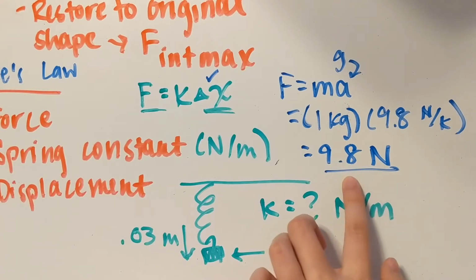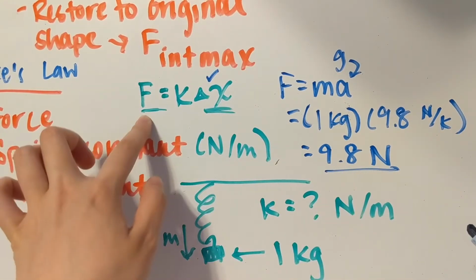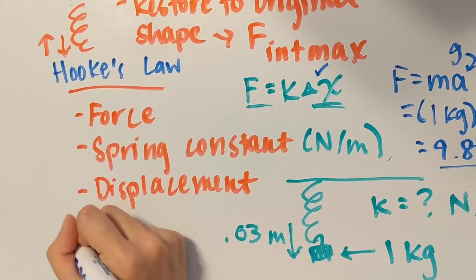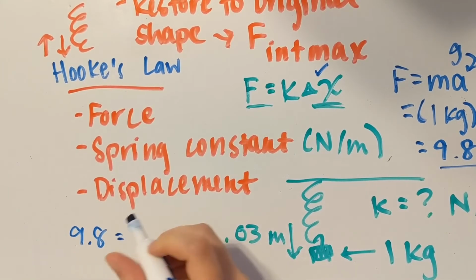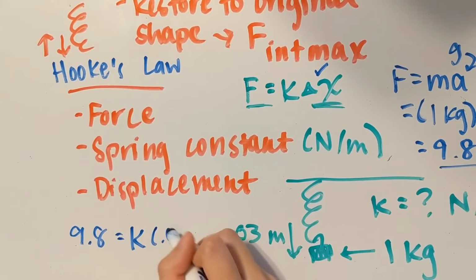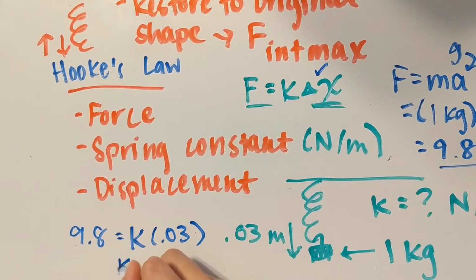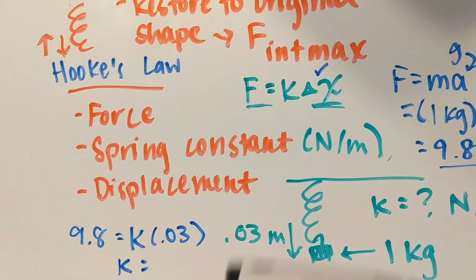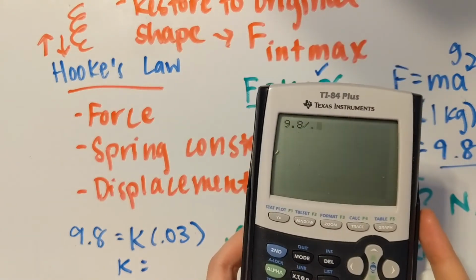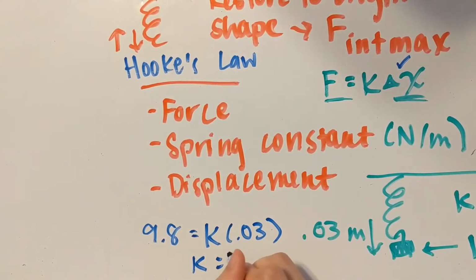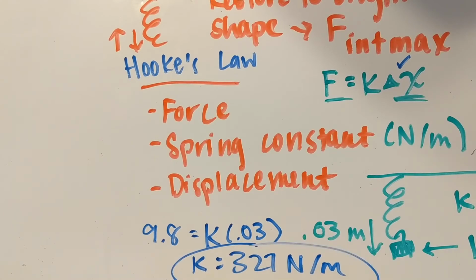All right, so now that we know the force, we can plug that in back to here and use it in Hooke's law. So the force we said was 9.8 newtons, and that equals the spring constant times the displacement, which is 0.03 meters. And we'll divide both sides by 0.03. So 9.8 divided by 0.03, and that gives us about 327 newtons per meter. And that's our spring constant.